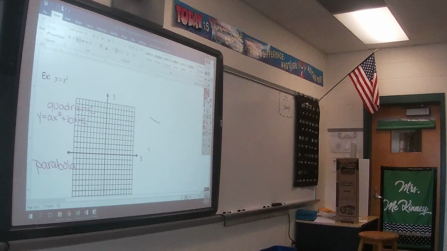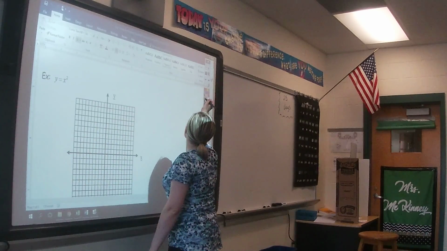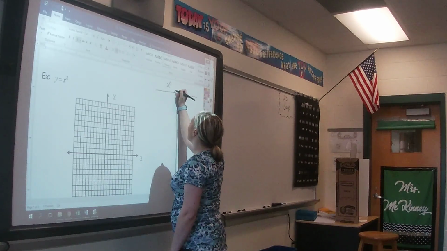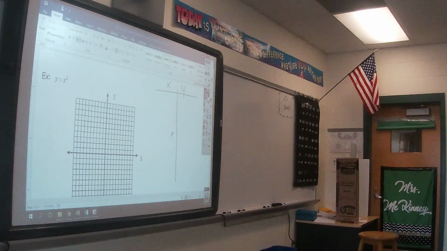Then just like I said, we can graph a quadratic just like we started graphing any function, right? We can make a table. So let's make a table over here. Okay, and let's say we want to graph y = x².